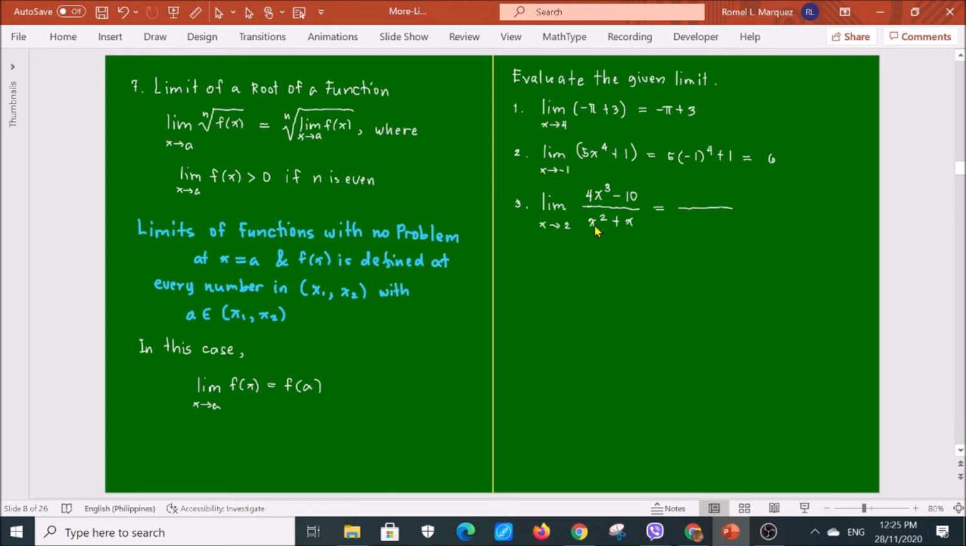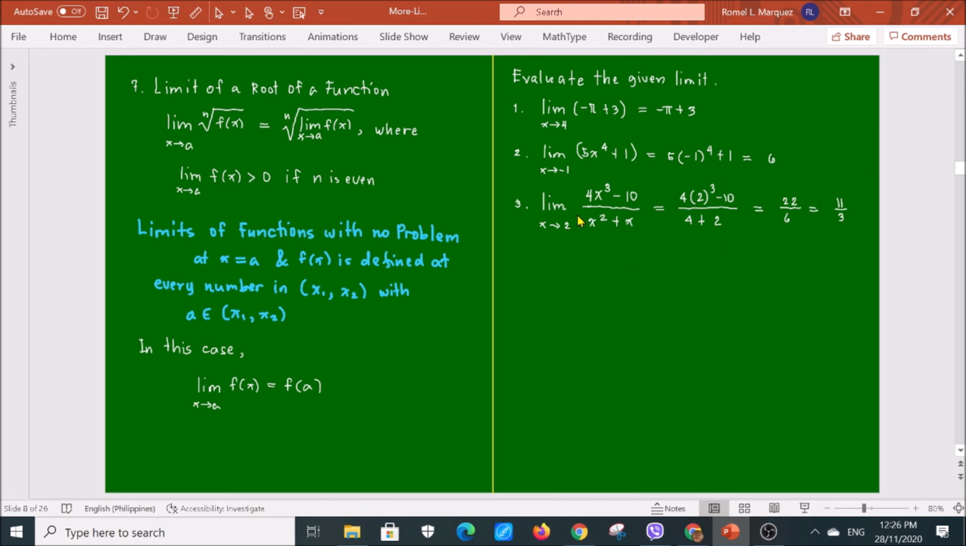So, in this case, see, 4 plus 2, okay. So, in the numerator, 4 times 2 cubed, and then minus 10. What is that equal to? 4 times 8, 22 over 6. What is that 22 over 6? 11 over 3. Okay now, guys?